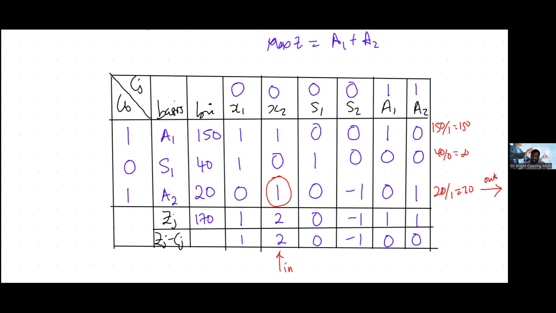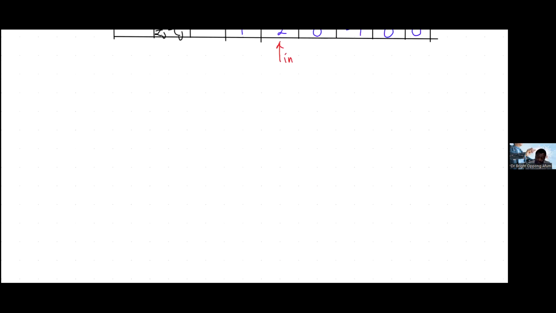So this means that x2, a non-basic variable, is entering into the solution to replace A2, right? To replace A2. So how do we then do our iteration? That will be our next tableau. Okay, so let's go to our next tableau. You should be familiar with this and you should be okay with this.